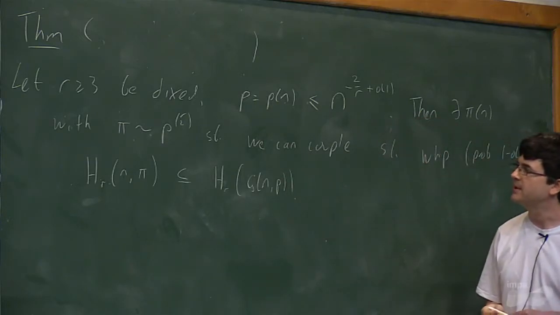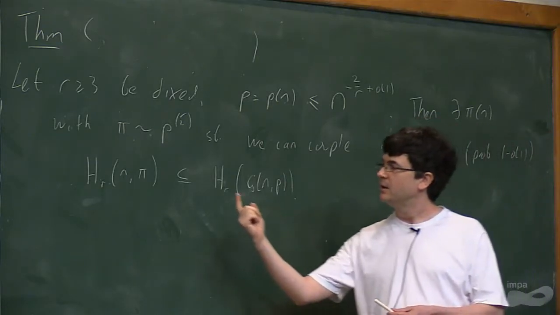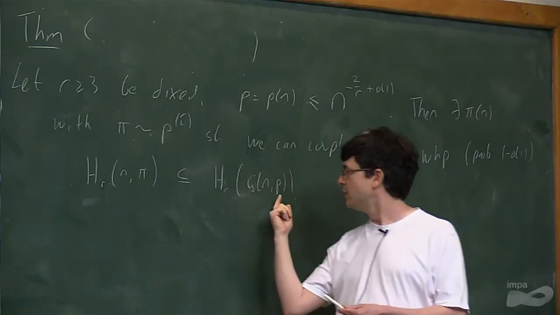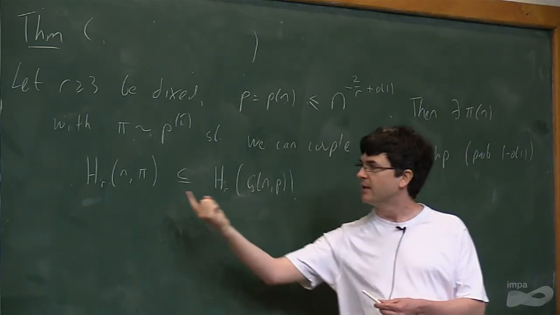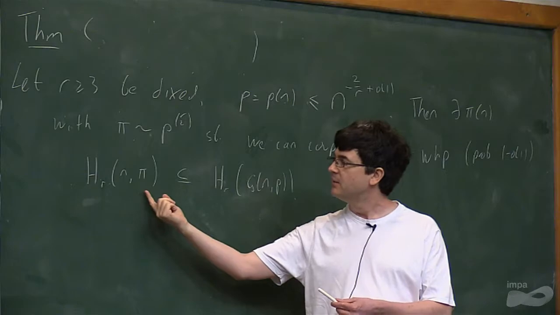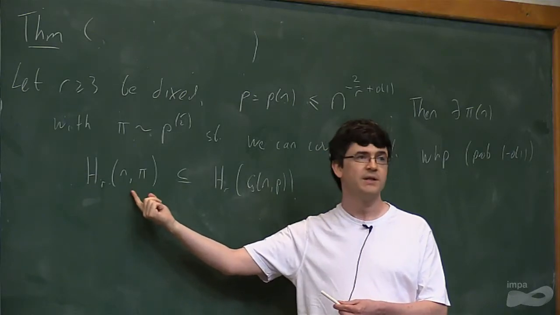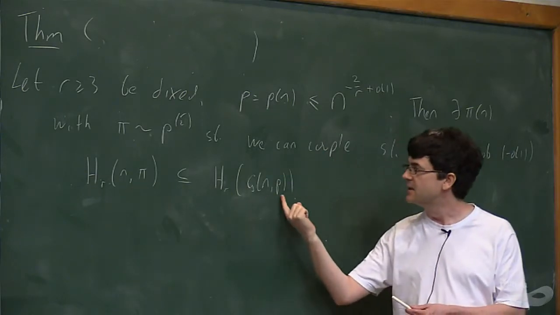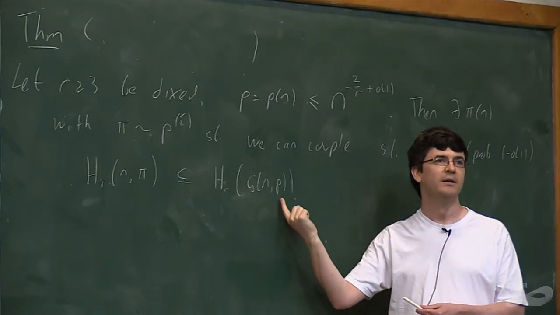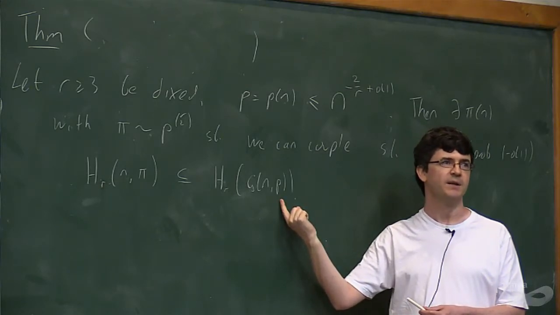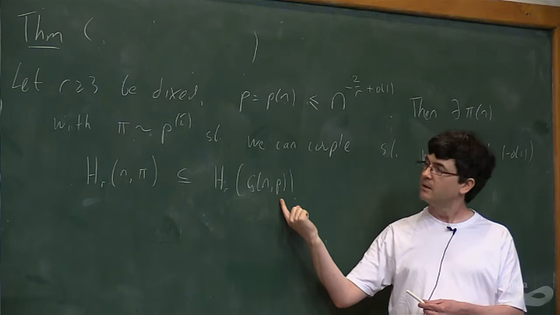Okay, so what does the coupling say? It says you can generate G(n,p) and this hypergraph on the same space with the property that for every hyperedge in the random hypergraph, there is a triangle or a K_r in G(n,p), but not vice versa. Okay?